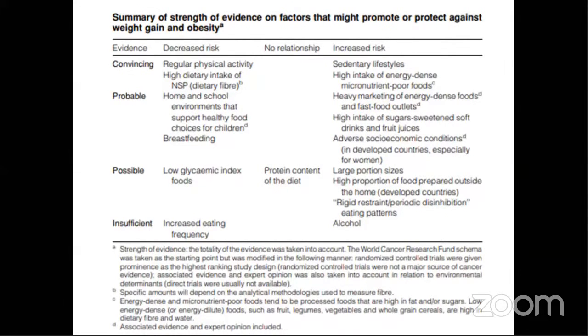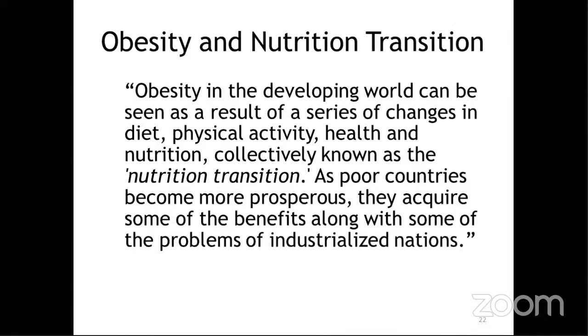So obesity in the developing world is seen as a result of a series of changes in diet, physical activity, health, and nutrition. And this we call a nutrition transition, right? And they're going to acquire more benefits, which includes the industrialized nations. So we're seeing that we're having more of those foreign restaurants coming into our population. The other day, Starbucks came here, so that's more high-calorie liquids, and it's just increasing.